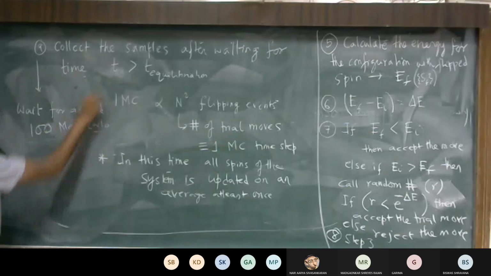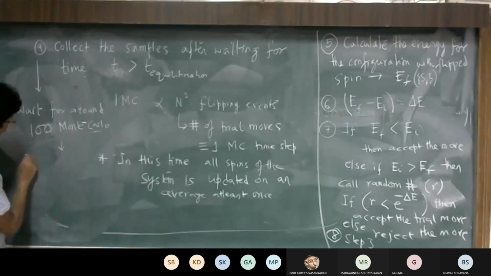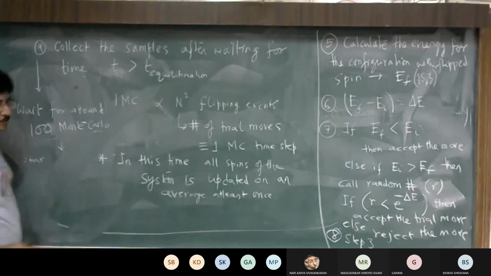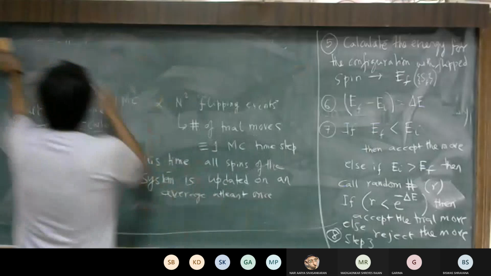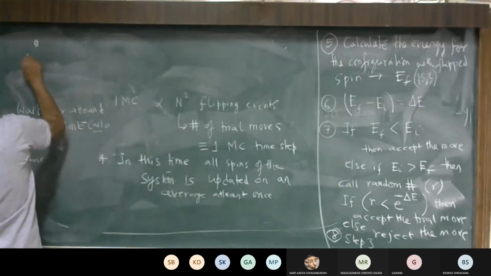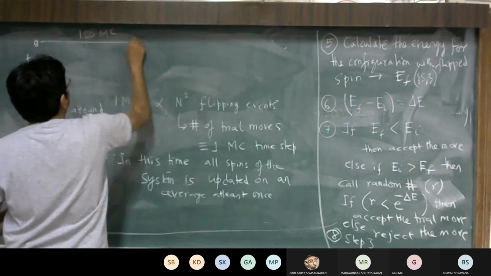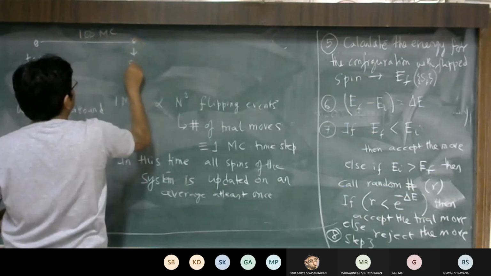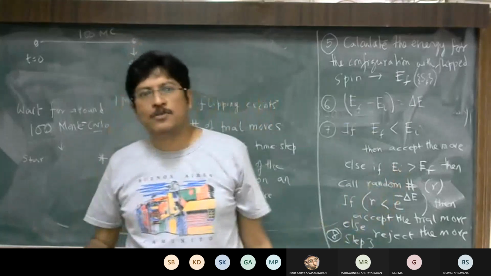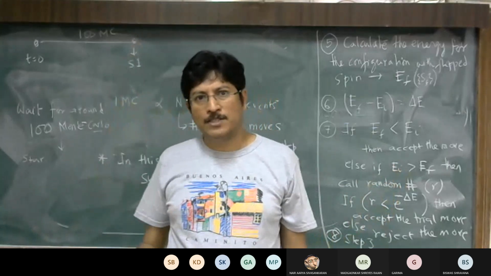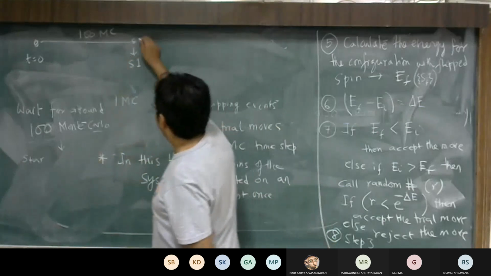And after you have waited for this, when your T is greater than T equilibrium, then you start collecting the first sample. So if I pictorially draw it, you started with one particular sample. This was your T equal to 0. You have waited for 100 Monte Carlo time steps, and then you have got your first sample, S1. What do I mean by first sample? Of course, that sample would be defined by its configuration of the spins. So that would be your first sample.